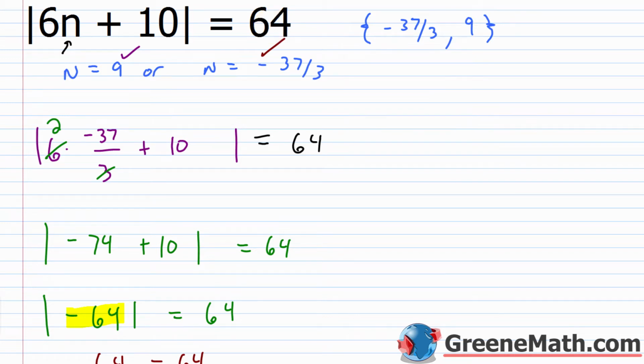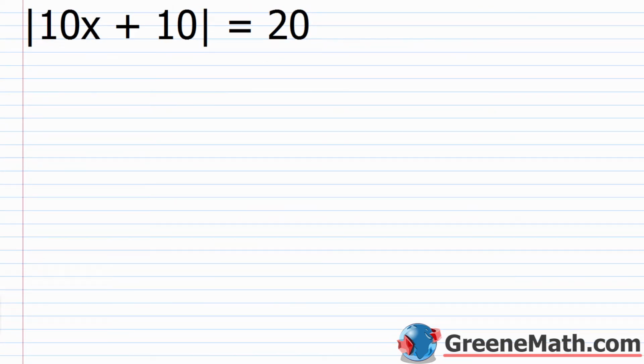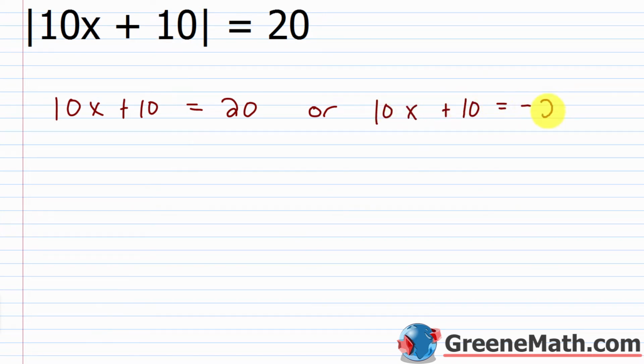So let's go to the next one. So for the next one, it's a similar setup. We have the absolute value of 10x plus 10, and this is equal to 20. So again, what I'm saying is that what's inside the absolute value operation, which is 10x plus 10, well, that could be equal to 20. But also, I'm going to put or. This could also be equal to negative 20. So 10x plus 10 could be equal to negative 20. You set up these two scenarios. You set up a compound equation with or.